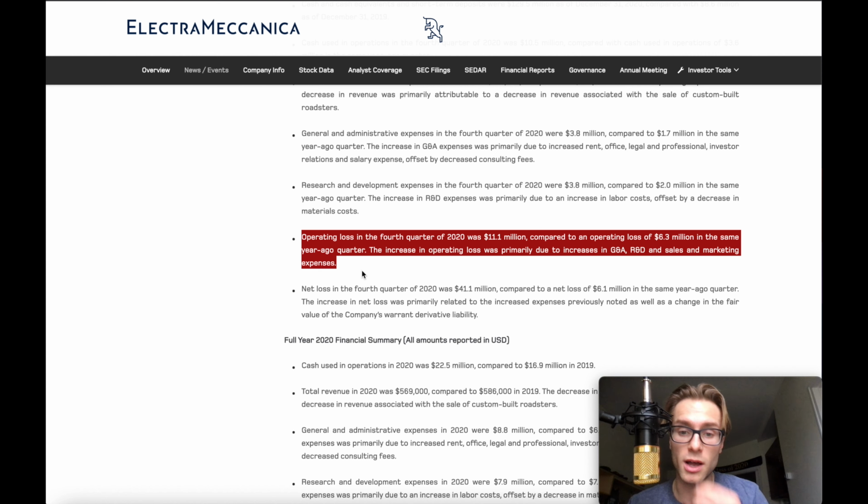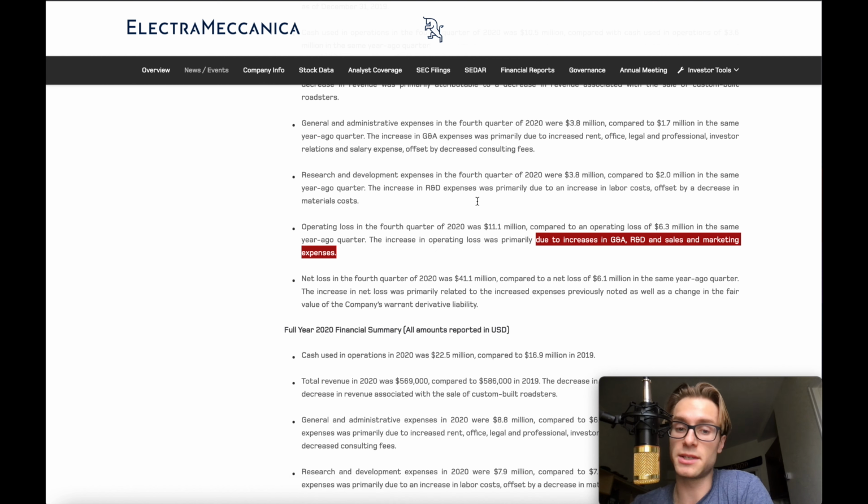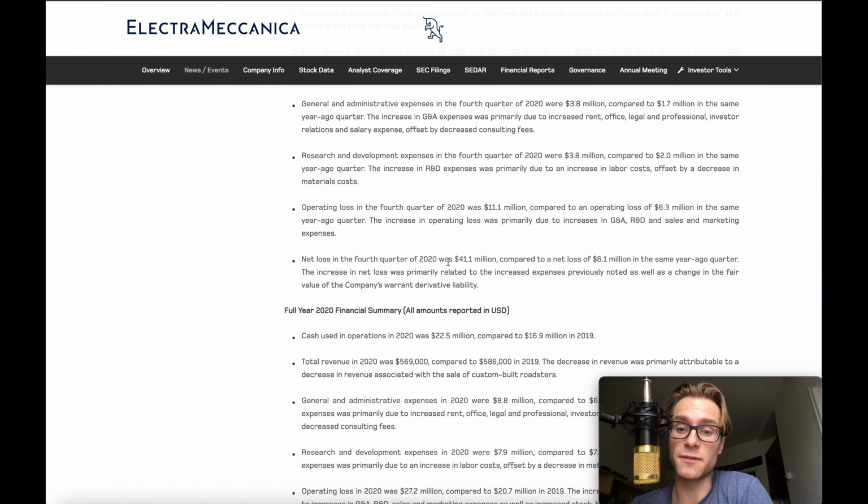And so operating loss in the fourth quarter was $11.1 million compared to $6.3 million in the same year-ago quarter. And again, this was due to the reasons stated above. And so net loss was $41.1 million, so they're burning through cash like crazy. So they still have $130 million in cash, but they just lost $41 million this quarter, compared to a net loss of $6.1 million in the same year-ago quarter.